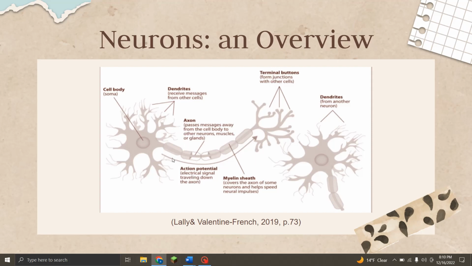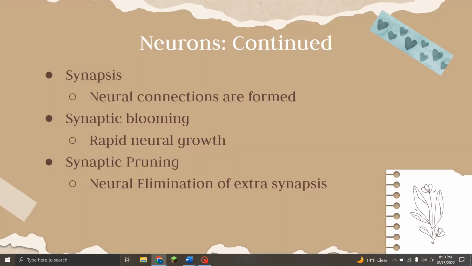The axon can be covered by a myelin sheath, and this can help speed along the electrical signal. So once the message reaches the terminal junction, it can then pass along, and the dendrite can receive this message, and this dendrite is then connected to the next cell. So the neurons overall are just a way to send a message from one cell to the next.